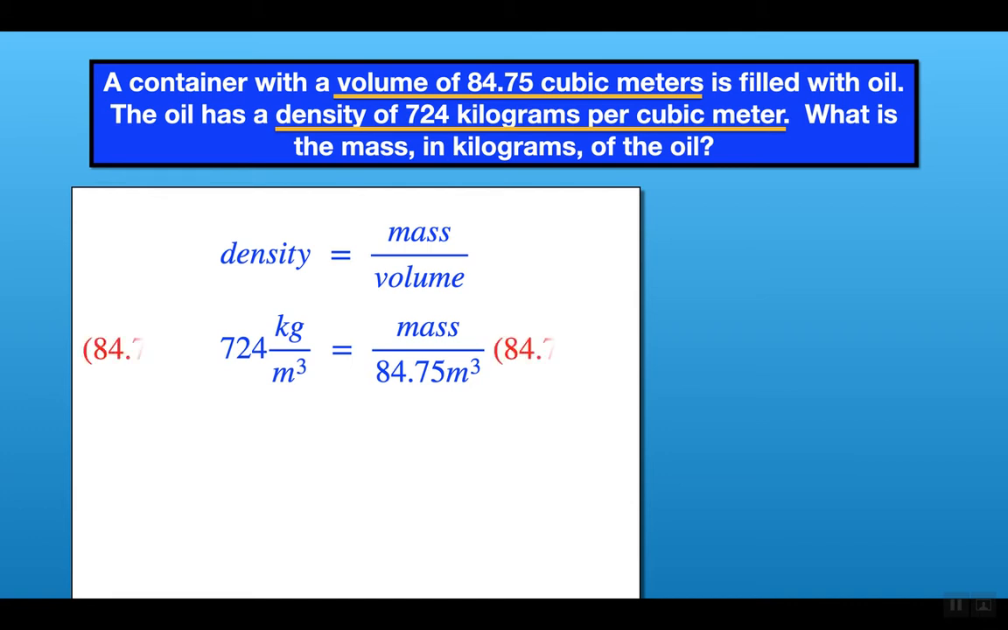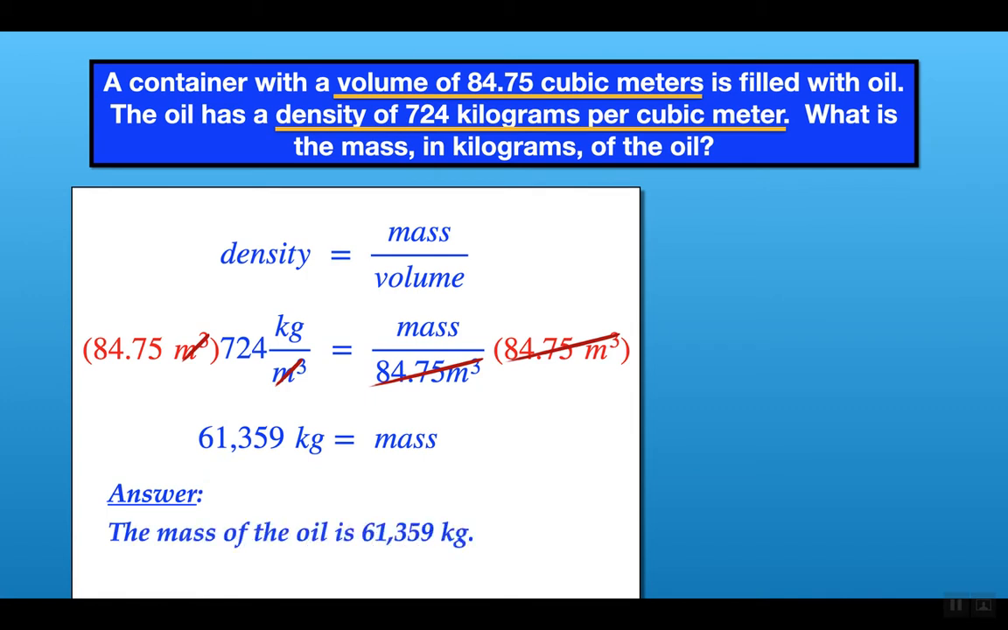With the information they've given us, it's very easy to solve this equation. All we have to do is multiply both sides of the equation by 84.75. Okay, so on the right hand side, the 84.75 cancels out. On the left hand side, if we multiply 84.75 times 724, that'll give us our answer, which is that the mass of the oil is 61,359 kilograms.